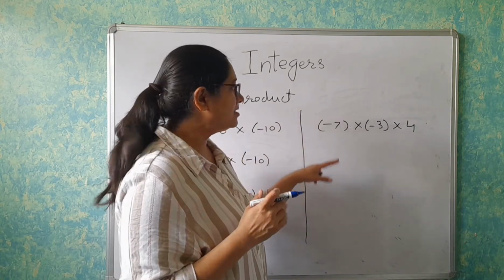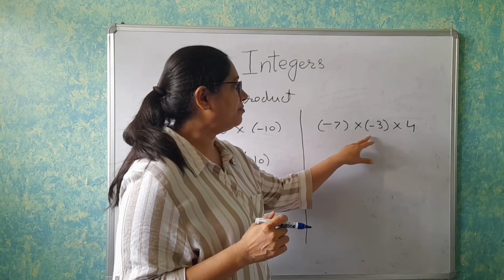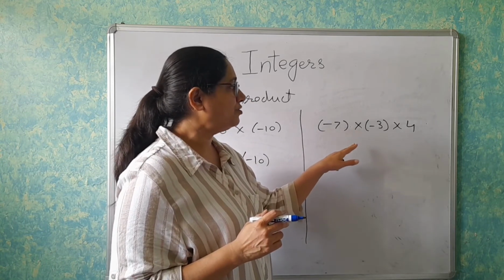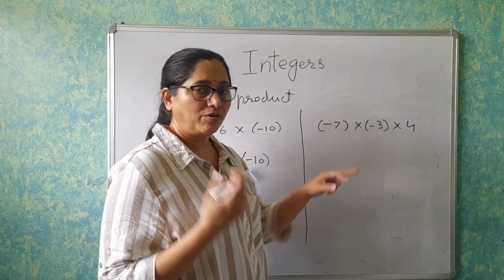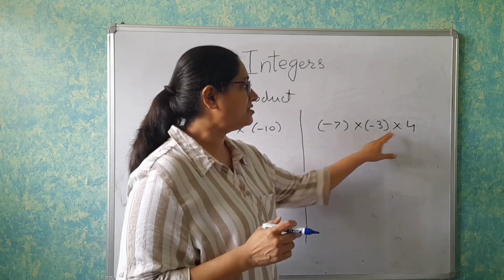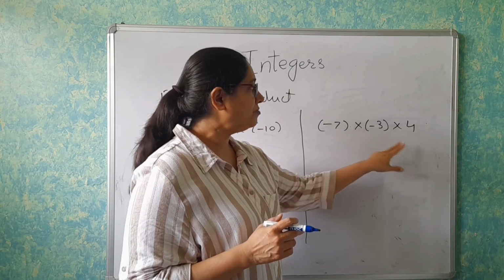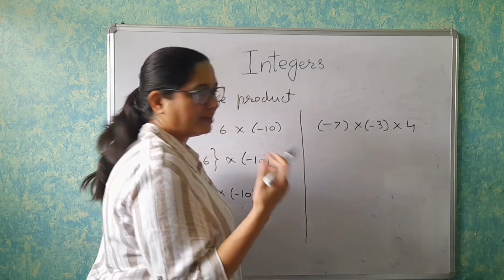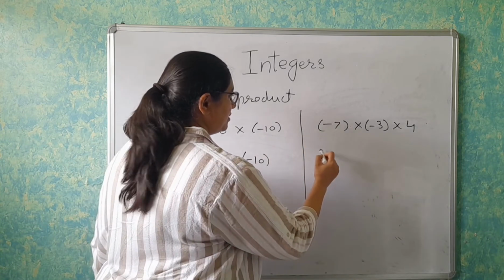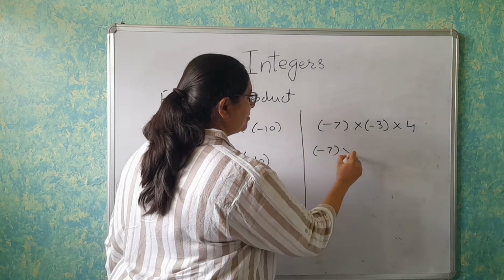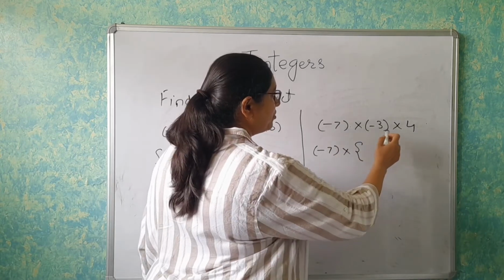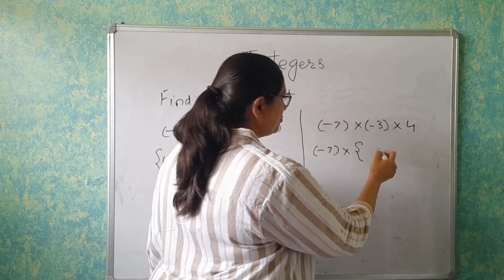I have a choice. I can multiply minus 7 and minus 3 first and then I can multiply the product of these two integers with 4. Or I can first multiply minus 3 and 4 and then I can multiply the product of minus 3 and 4 with minus 7. I will explain. I can write minus 7 multiplied by, I have to make a middle bracket because I am multiplying these two integers.